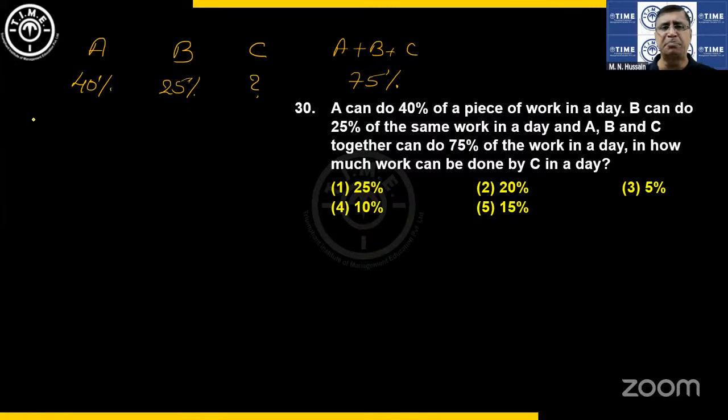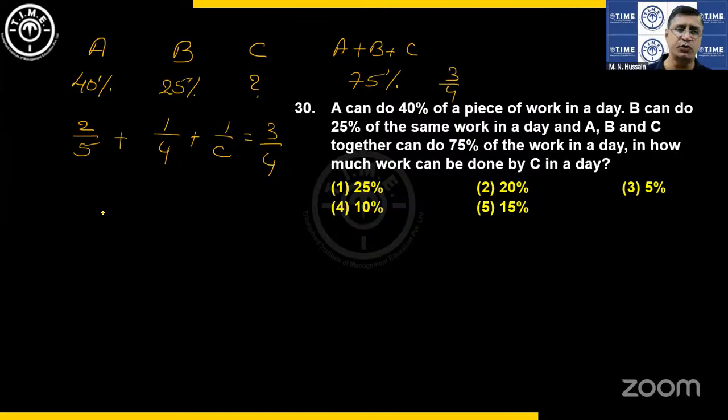What do you mean by 40%? 40% means 40 by 100, which is equal to 2/5 of the work. 25% is 25 by 100. And 75% is equal to 3/4. So 2 by 5 plus 1 by 4 plus 1 by C is equal to 3 by 4. Solving this, we get C's 1 day's work. So 1 by C is equal to 3 by 4 minus the sum of these two parts.